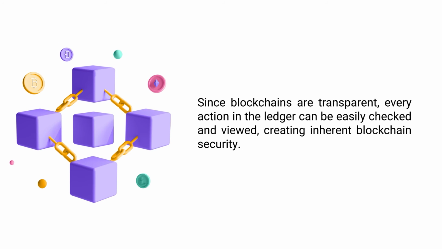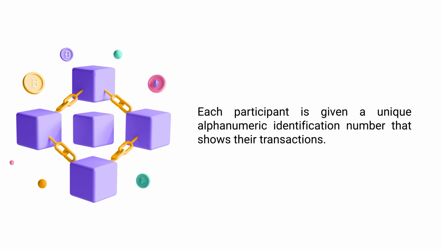Since blockchains are transparent, every action in the ledger can easily be checked and viewed, creating inherent blockchain security. Each participant is given a unique alphanumeric identification number that shows their transactions. Combining public information with a system of checks and balances helps the blockchain maintain integrity and creates trust among the users. Essentially, blockchains can be thought of as the scalability of trust via technology.